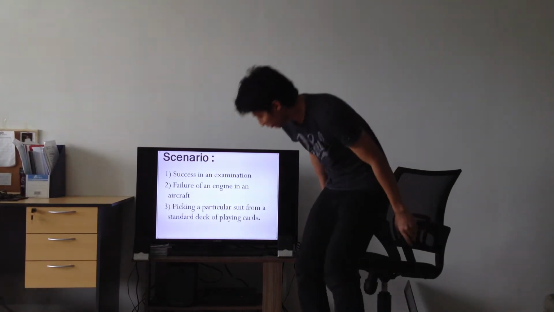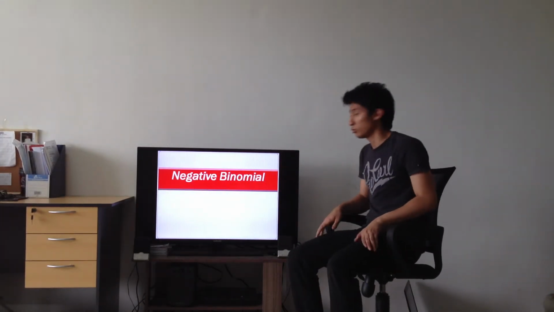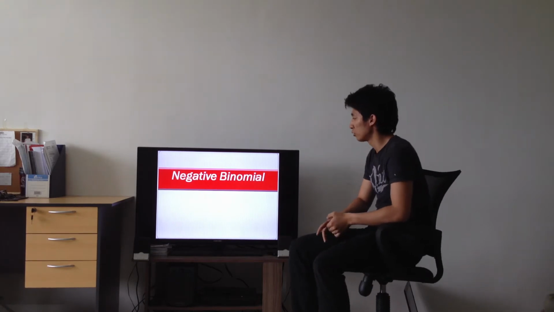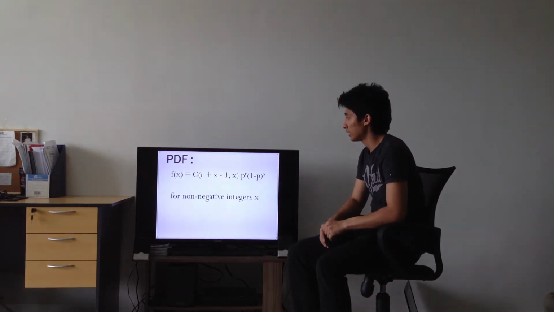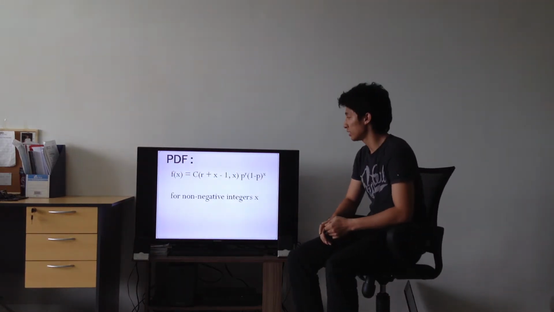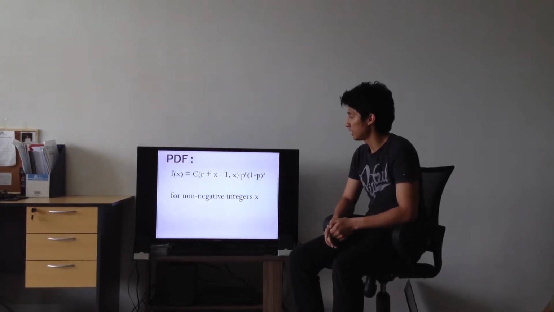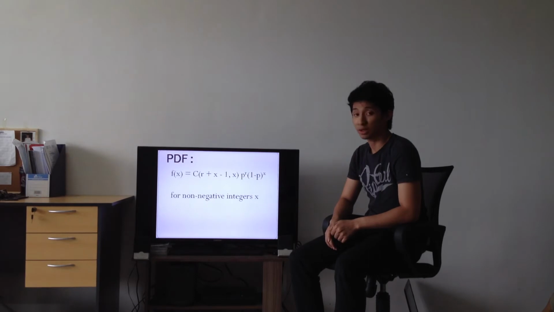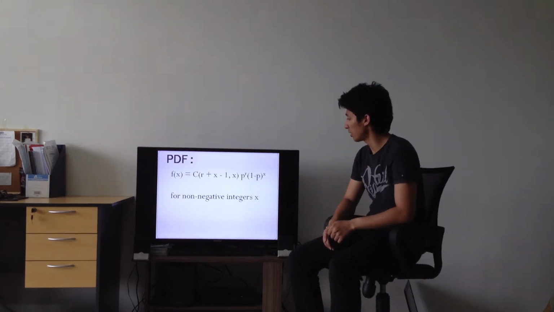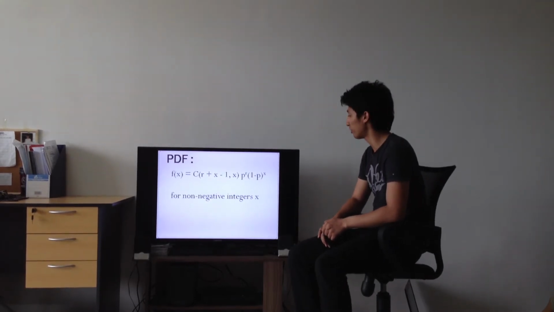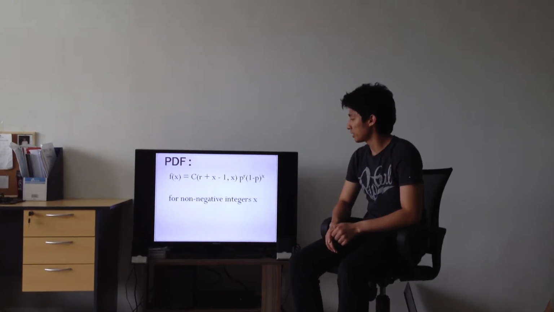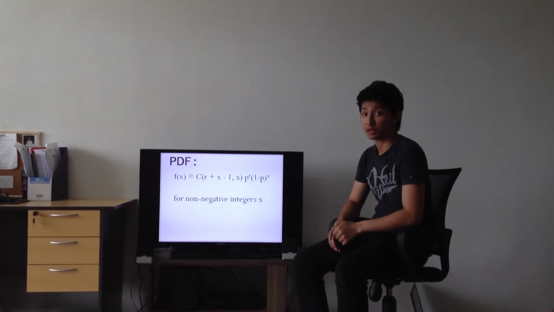Okay, hello. Moving on to the second distribution, which is negative binomial. So, okay, this is the probability density function. As you can see, the PDF for negative binomial is C(r plus x minus 1, x) times p to the power of r times (1 minus p) to the power of x, for which x is applicable for non-negative integers only.